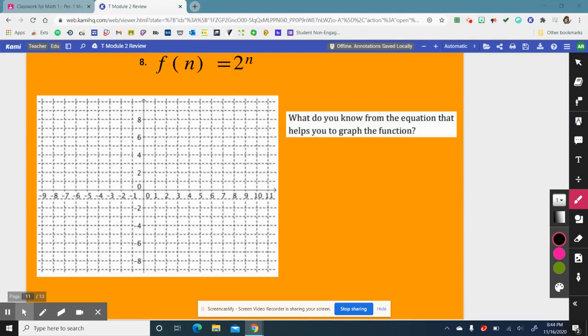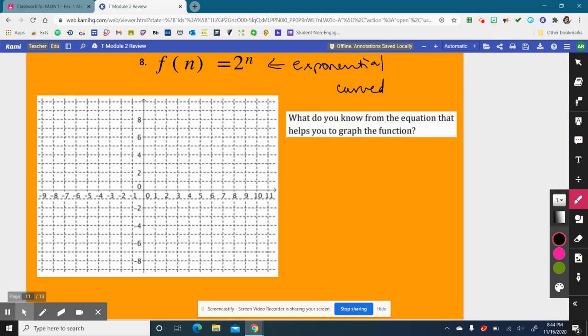Next problem. All right, example number 8, more graphing. We have f of n is equal to 2 exponent n. Okay, so first things first, this has an exponent n, so that means it's an exponential, which means we have to have a curved graph. So that's what we're looking for. We're looking for a curved graph.